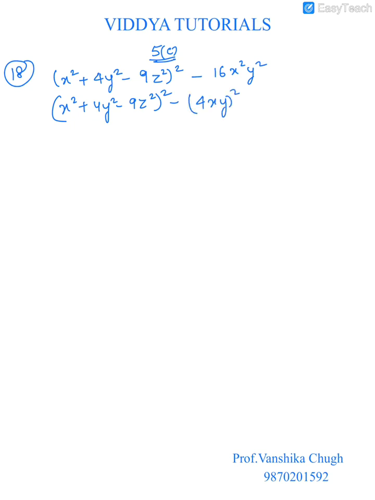I have converted this into a form of a² − b². You can see, difference of two squares. So the whole first term is my a and 4xy is my b. Now I have to just make my two brackets. So I get x² + 4y² − 9z² + 4xy, and I have finished my a + b.